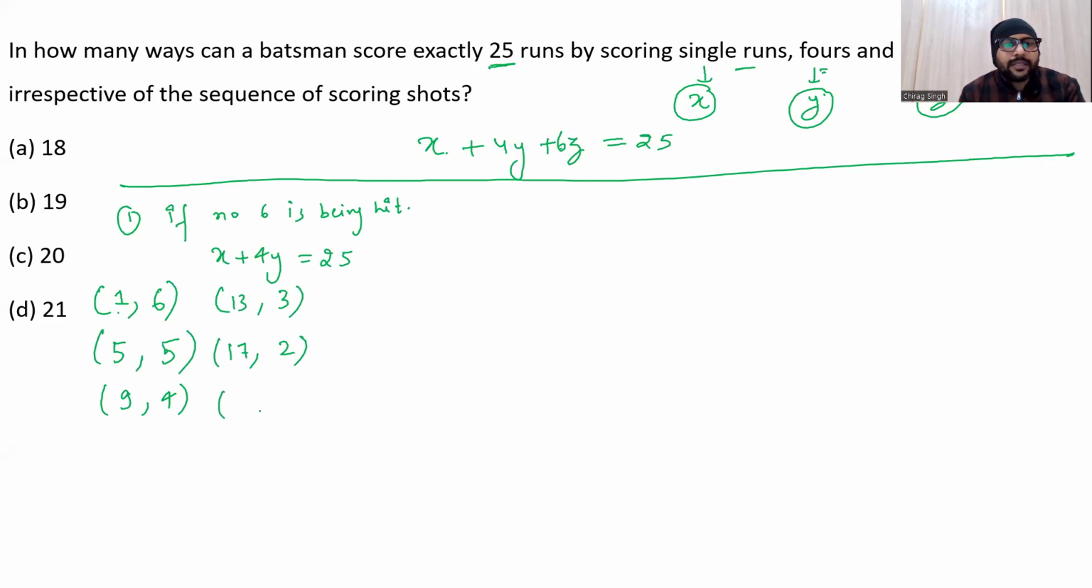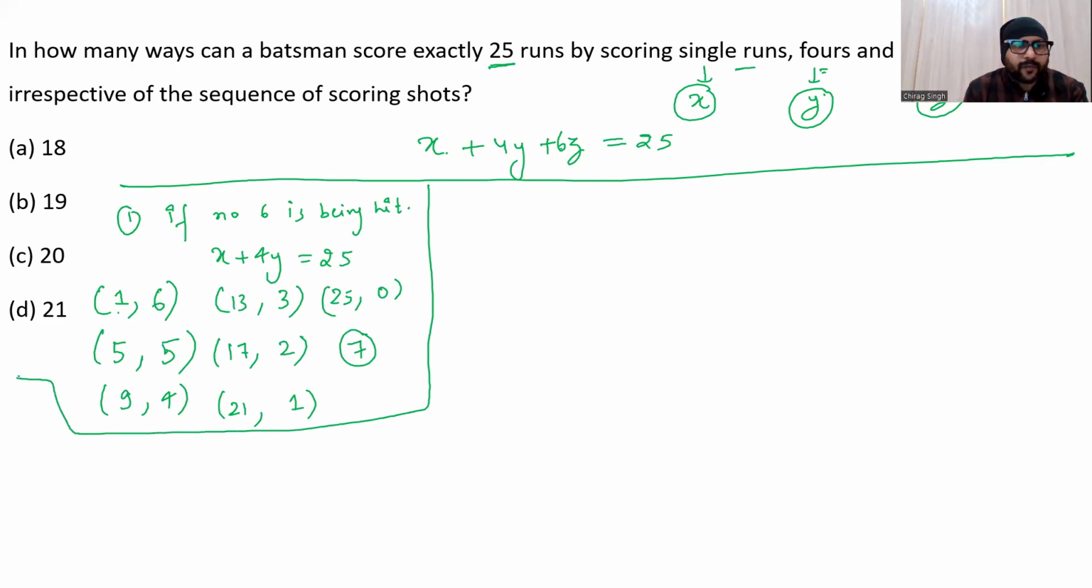ठीक है. And let's say I have hit only 1 four. If I have hit only 1 four, I have to take how many? 21 singles. And let's say one case is I have hit 0 fours. If I have hit 0 fours, I have to take 25 singles. So how many cases are there? In total, I have 7 cases. Okay. Or 7 ways to score.